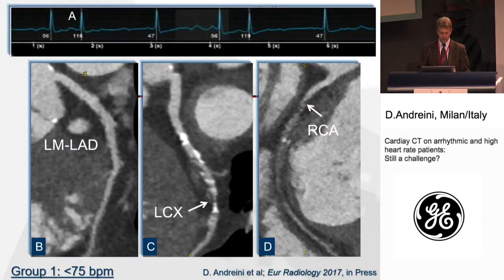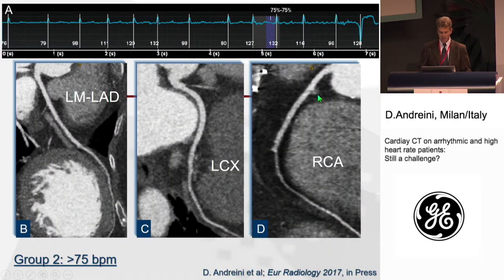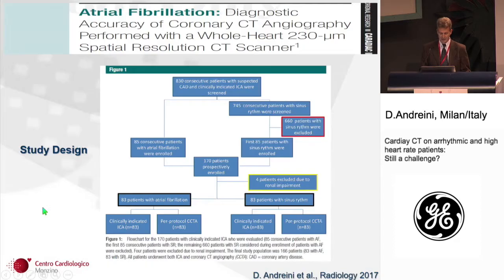Just an example of less than 75, low AF but low heart rate, good image quality, severe circ and occlusion of right, and more than 75, 130 BPM with good rule out of significant disease.